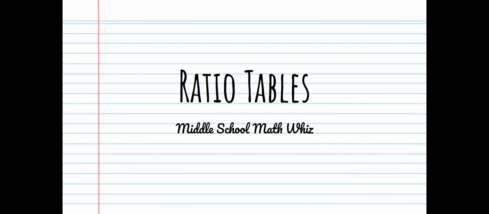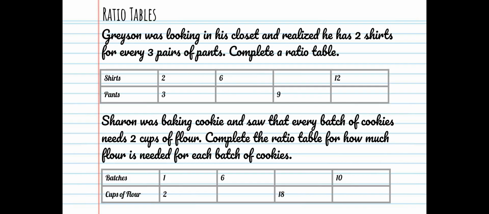Today we are talking about ratio tables. Ratio tables is a way for us to create a structured list of equivalent ratios. This is a way for us to better understand how numbers compare to each other. So let's look at our first example.